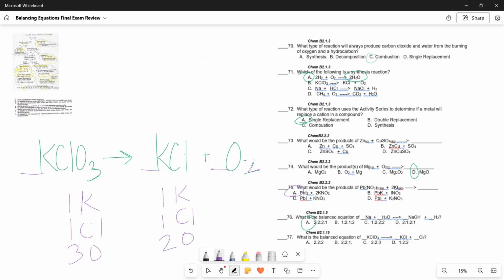So looking at the oxygen situation, I cannot make 2 equal 3 or 3 equal 2, but I can make them both equal 6. To do that, I would need a 3 here, so that changes that to 6. And if I put a 2 here, that changes to 6, but it also affects the potassium and the chlorine. So now I have 2 and 2, so then to balance it, I need a 2 here. And so my ratio is 2 to 2 to 3. The answer is C. So these are the questions that I would have asked on my final exam.